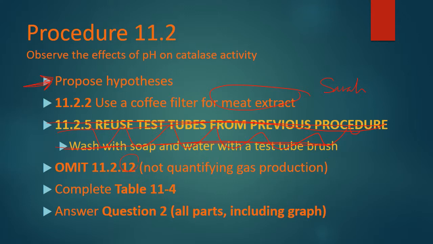In part 12, table 11.4 on page 119 will be required, so that is your results. You're just going to be doing the qualitative. So you're going to look at the bubbles formed, and create your arbitrary scale of like 0 to 5 for lots of bubbles or no bubbles. However you want to do that, just make sure you tell me what your scale means. Answer all of question 2. Again, I will have graph paper for you.